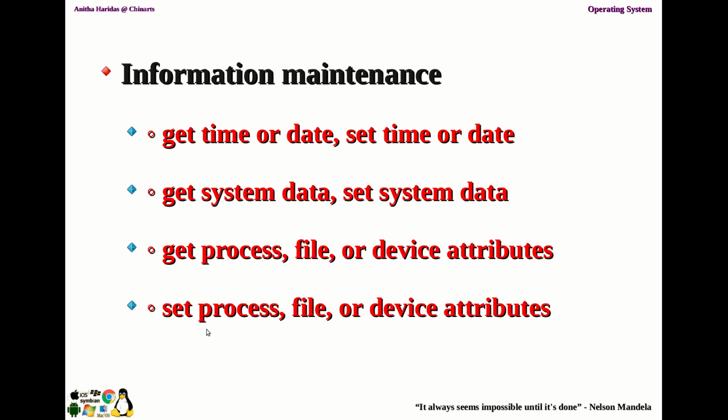The same way, setting the process information, setting the file information, then setting the device information, or the date and time of the system, or the system data, like what is the processor, how much memory is free, or what is the execution speed, or you want to know the free location of a particular primary memory, right? And those kinds of information are what you call system data.